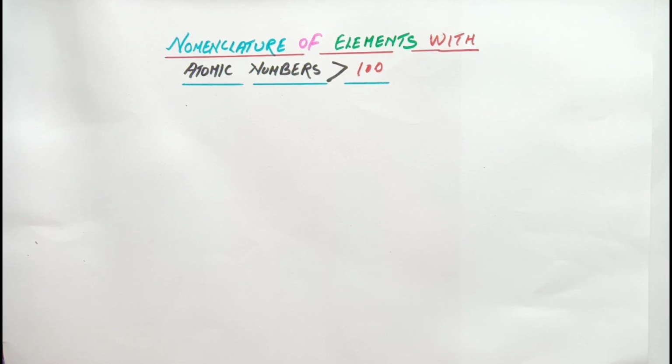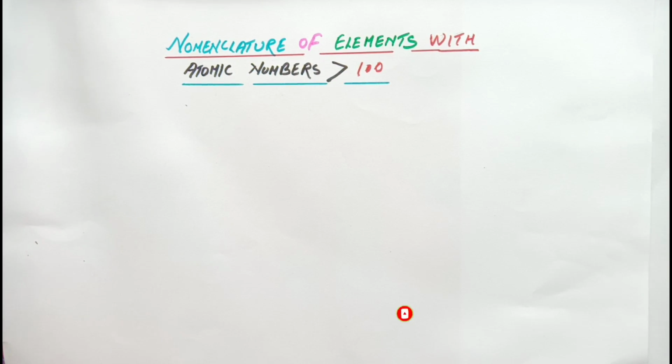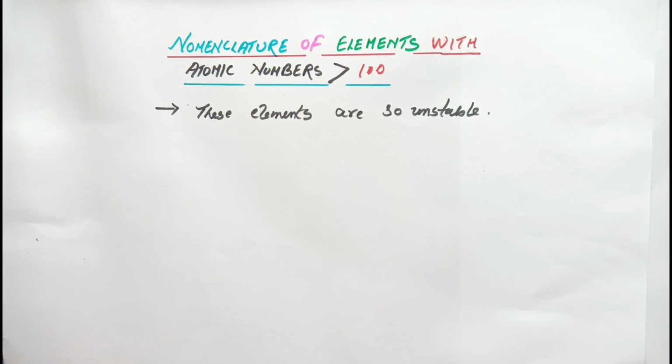Today in this video lecture we will discuss the nomenclature of elements with atomic number greater than 100. As new elements with very high atomic numbers were discovered, it was very hard to name them, because the elements were so unstable. Scientists all over the world discussed naming these elements in a systematic way.